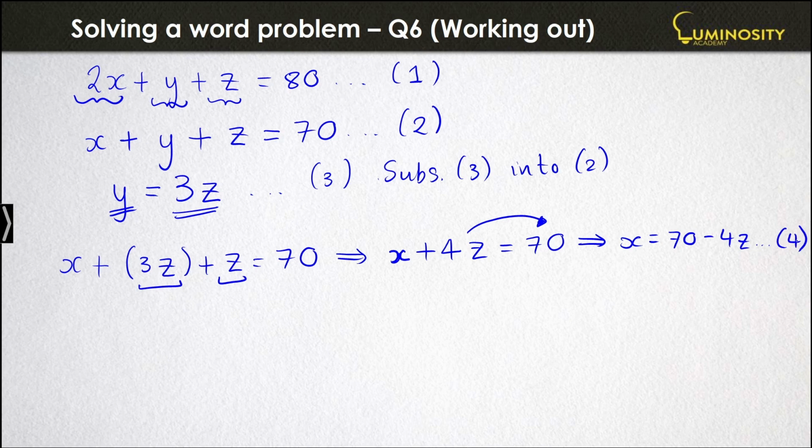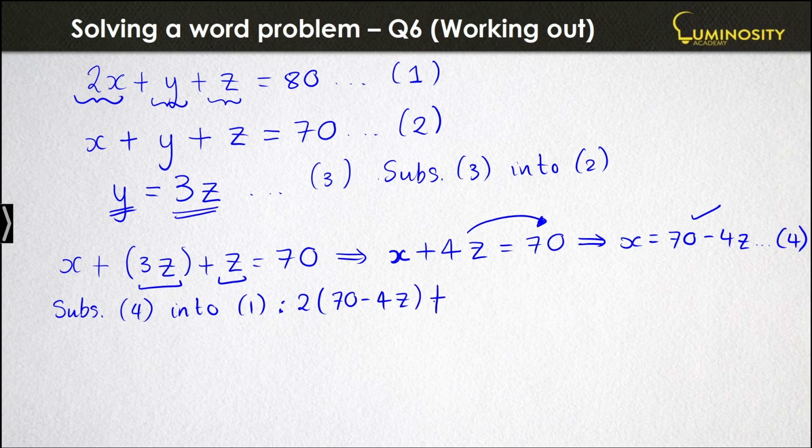Why did I do that? Well, I can now substitute this equation 4 into equation 1. And let's see what happens. You see I'm using each previous equation to substitute into the next one. So let's substitute equation 4 into equation 1. So 2 times x, I'm going to replace the x with what I have in equation 4: 70 minus 4z, plus y.